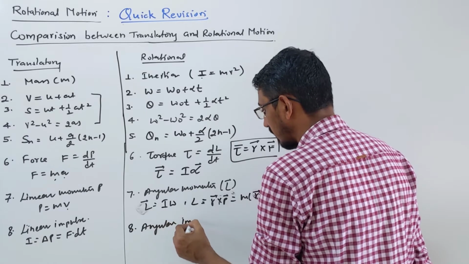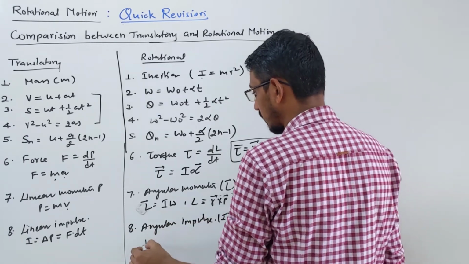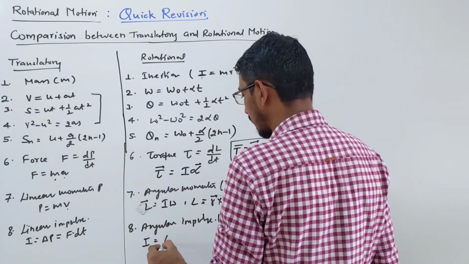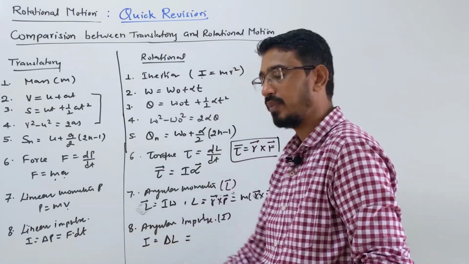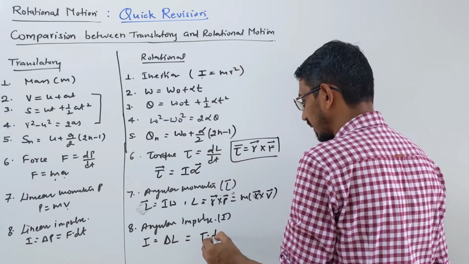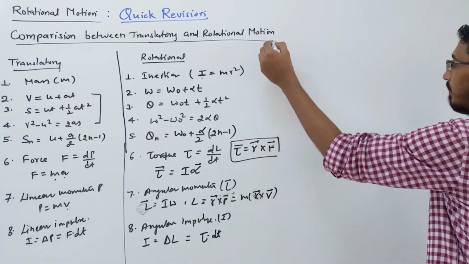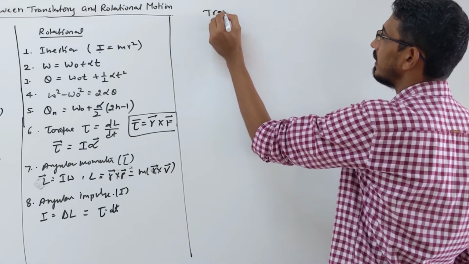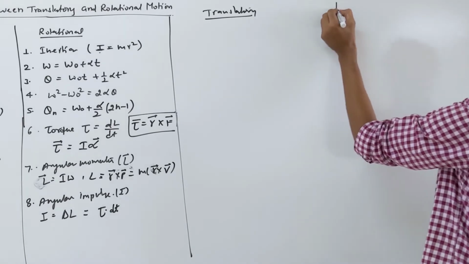Angular impulse. Okay, write I symbol only here. So what is the answer here? This is called change in what? Linear momentum. Here this will be called change in what? Angular momentum. Here is called force into what? Time. Here is called what? Torque into what? Time dt. Right, that's what your angular impulse is. Okay, then again, here this is your translatory, and here is your rotation.